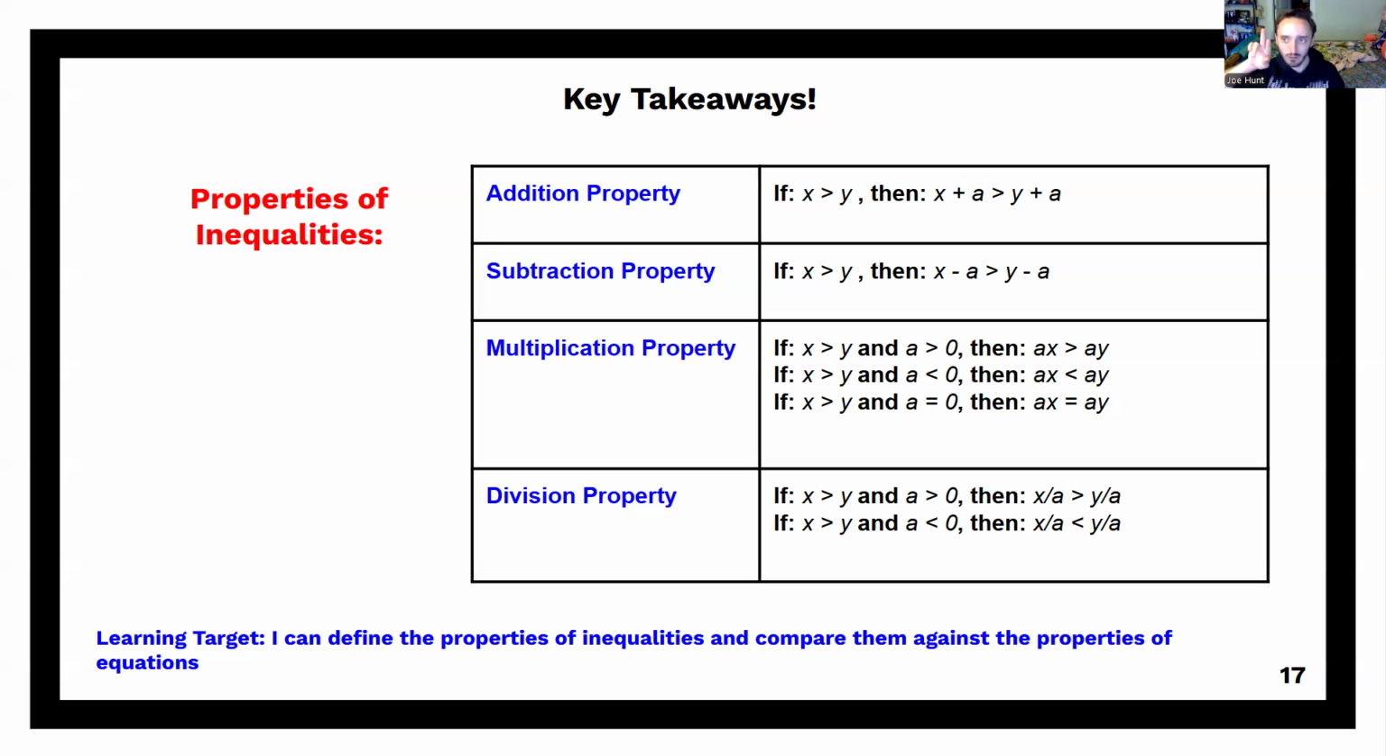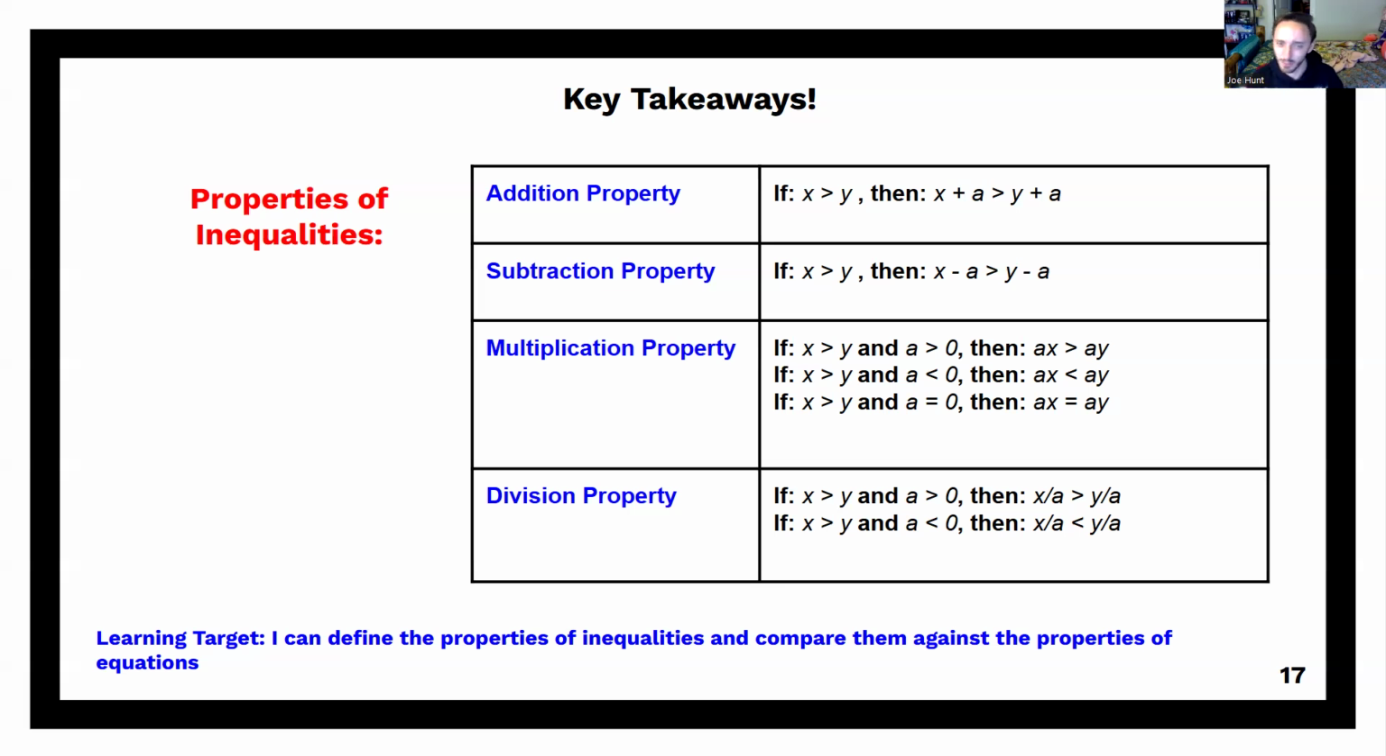you're going to have to do the opposite truth value of what you started with. So for example, if x is greater than y and I multiply both sides by a negative, I'm going to see that ax is now less than ay. And similarly with division, if x is greater than y and I divide by a negative number, I'm going to see x divided by a is actually now less than y divided by a. Kind of a tricky section, right?